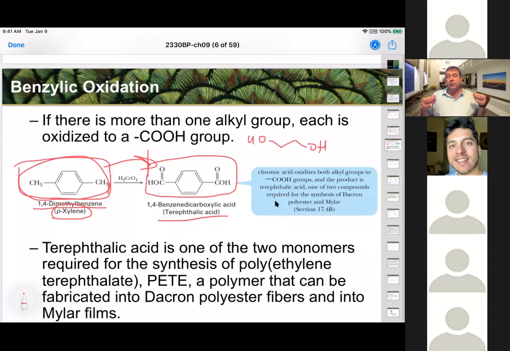All right, questions on benzylic oxidation? It's one of the few oxidations we have in this chapter. Most of the other things we're going to do are what we call substitution reactions.